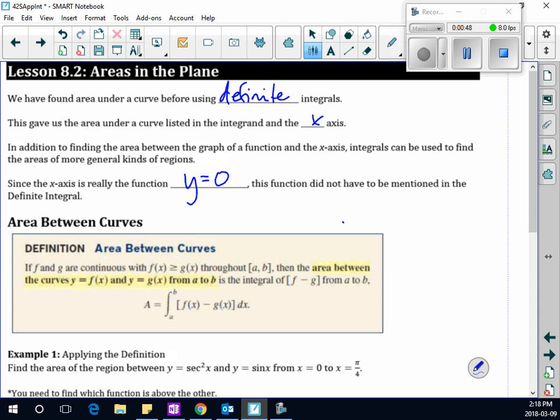So the formula for actually finding the area between two curves is: if f and g are continuous and the function f of x is greater than, meaning higher, because we're talking about y values, the function g of x through a and b, the area between the curves is equal to the integral from a to b of f of x minus g of x. Pretty easy, and then you just integrate. So today's lesson isn't too bad.